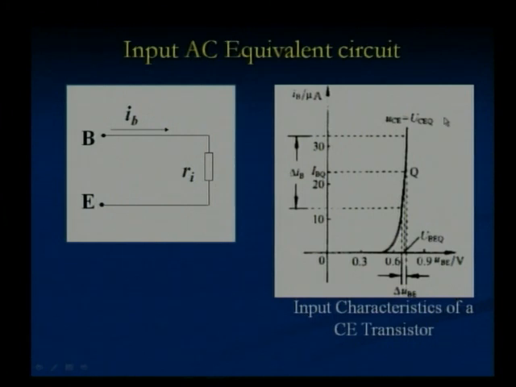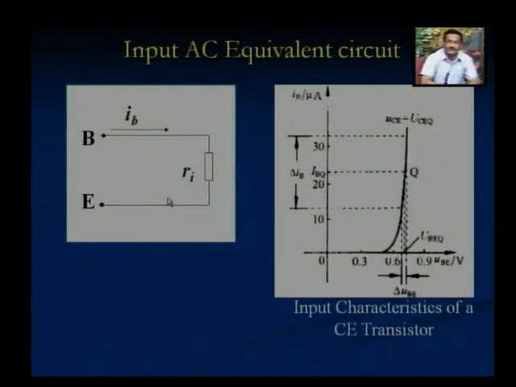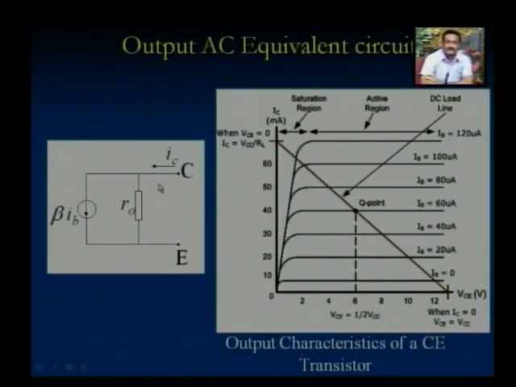If you take the input characteristics, it is just like a PN junction diode. If you look at the characteristics, the ratio of this voltage to the current represents a simple resistor, a forward resistance. So between base and emitter we consider that a small resistance exists, and we call it Ri. So Ri represents the input resistance or impedance of the transistor, and that can be seen from the characteristics. Next, what is at the output?